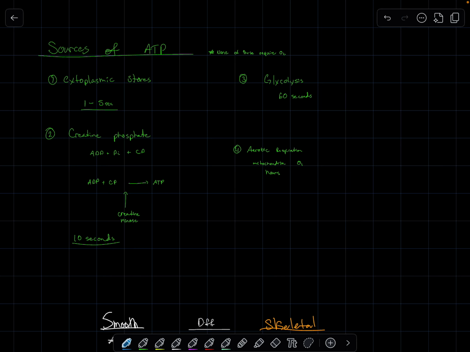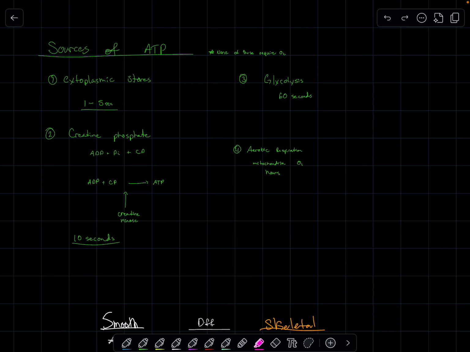So starting off, we have endoplasmic stores. That is highlighted right here. That is the ATP inside the cytoplasm. And that gets to be used really quickly, in 1 to 5 seconds. It's really fast, very available, but it gets depleted quick.